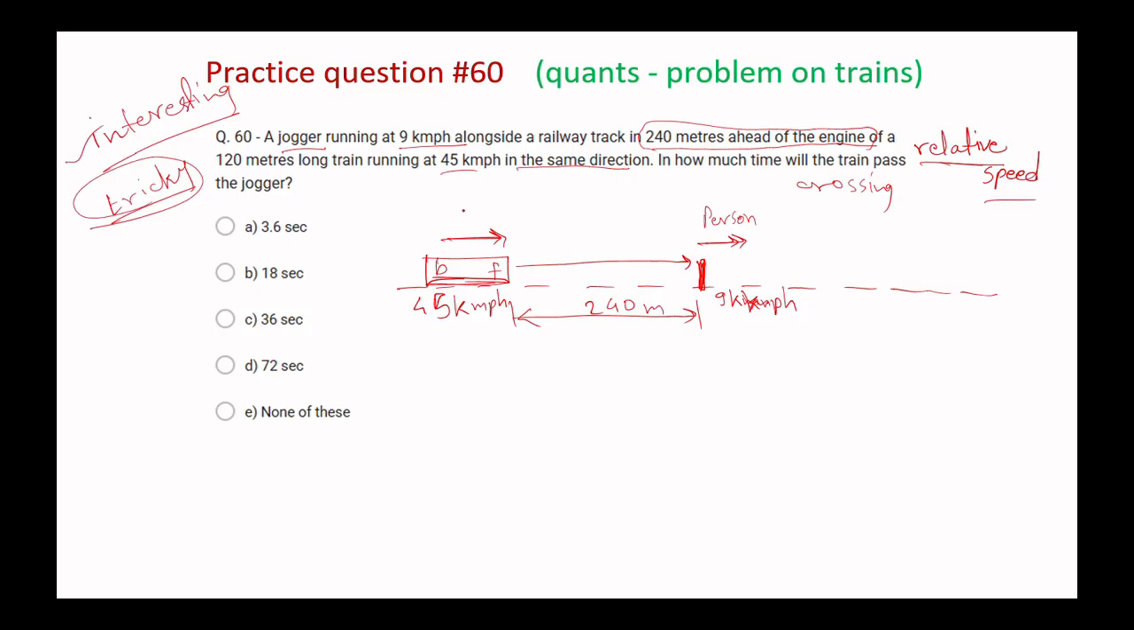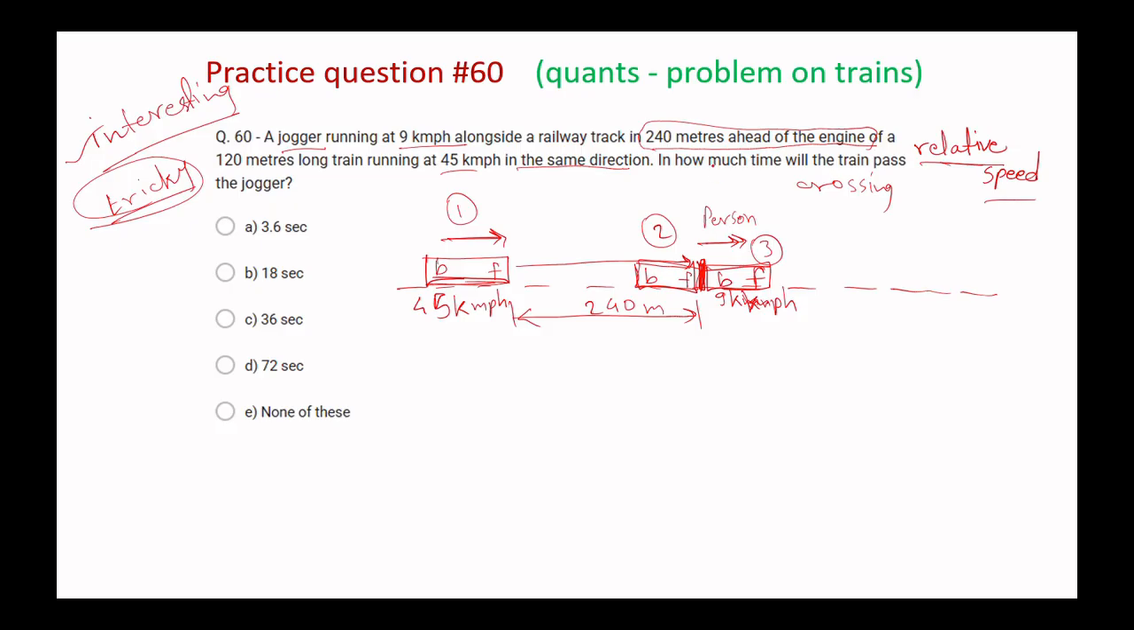So basically what is happening, the first position is the train is 240 meters away from the person. The person is actually ahead of the train by 240 meters. This is the first position. In the second position, the train will reach here just in line, the front part of the train in line with the person. So this could be the second position. And the third position is the train has crossed the person.